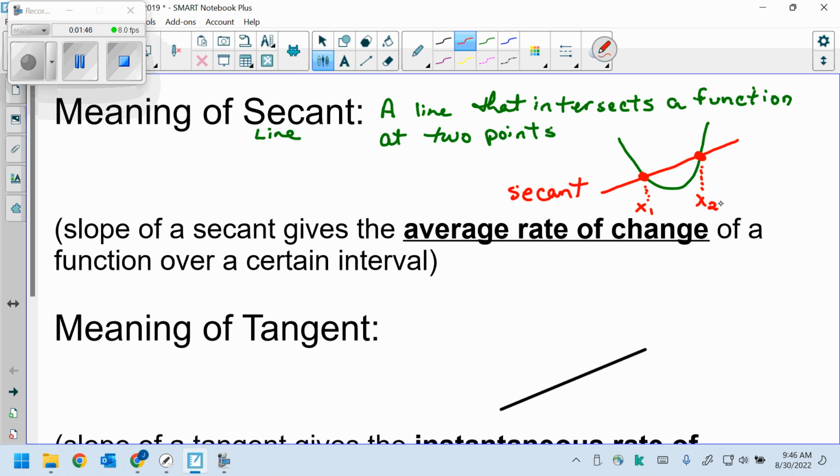Now if I take the slope of that secant line, the slope of the secant line between the points where we have x being x1 and x being x2, the slope of that gives you the average rate at which this green function is changing over that interval. So slope of a secant is an average rate of change.